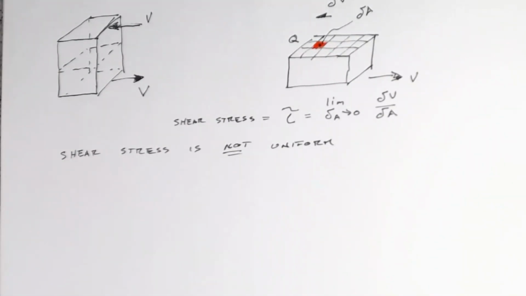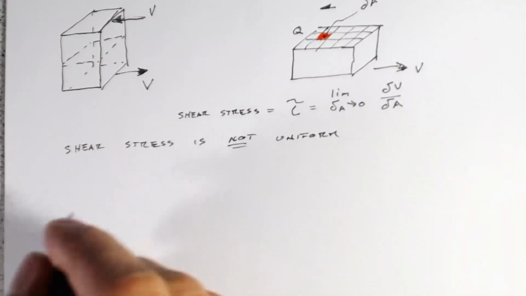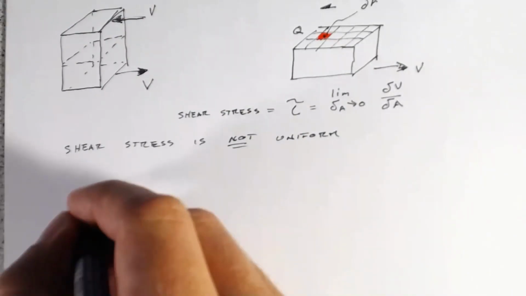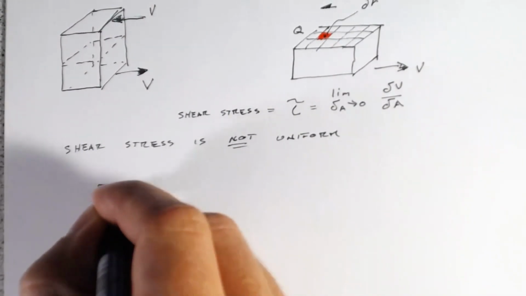So what we're going to do is look at just these few sections. The first one I'm going to look at is a rectangular section.